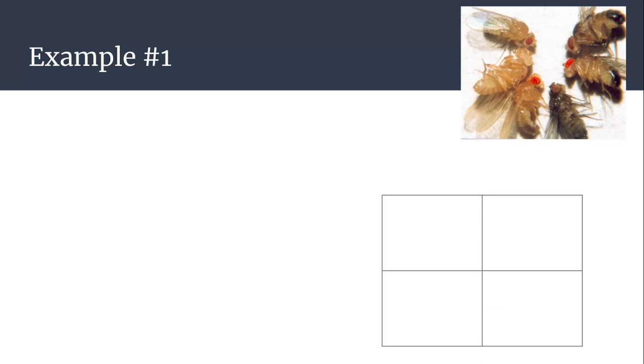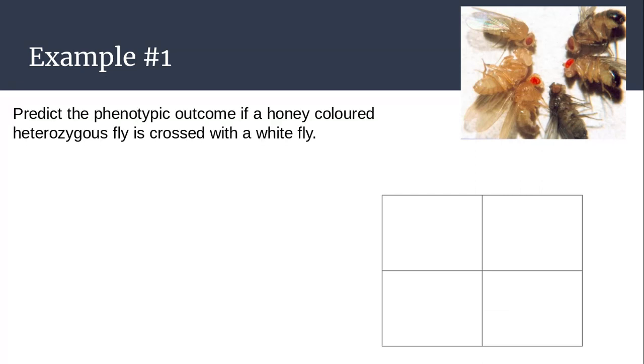So we're going to go through an example of how to do a multiple allele cross. What it asks you to do is predict the phenotypic outcome if a honey-colored heterozygous fly is crossed with a white fly. So what are we going to do? I don't know. Let's go back and look.